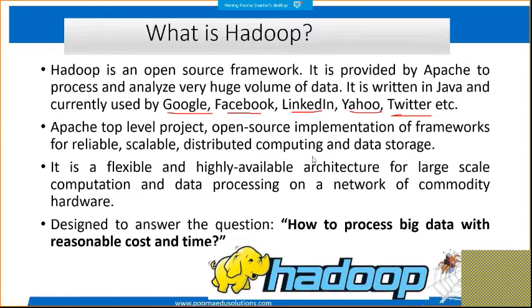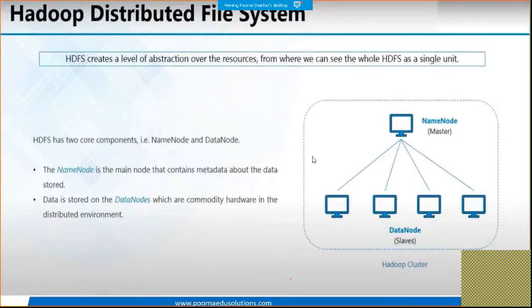So how do we process this big data at a reasonable cost and time? As we know, as the size grows, the hardware cost will be more, the access time will be more, and the cost would be more. So all these things are handled by the Hadoop Distributed File System. We call it HDFS.